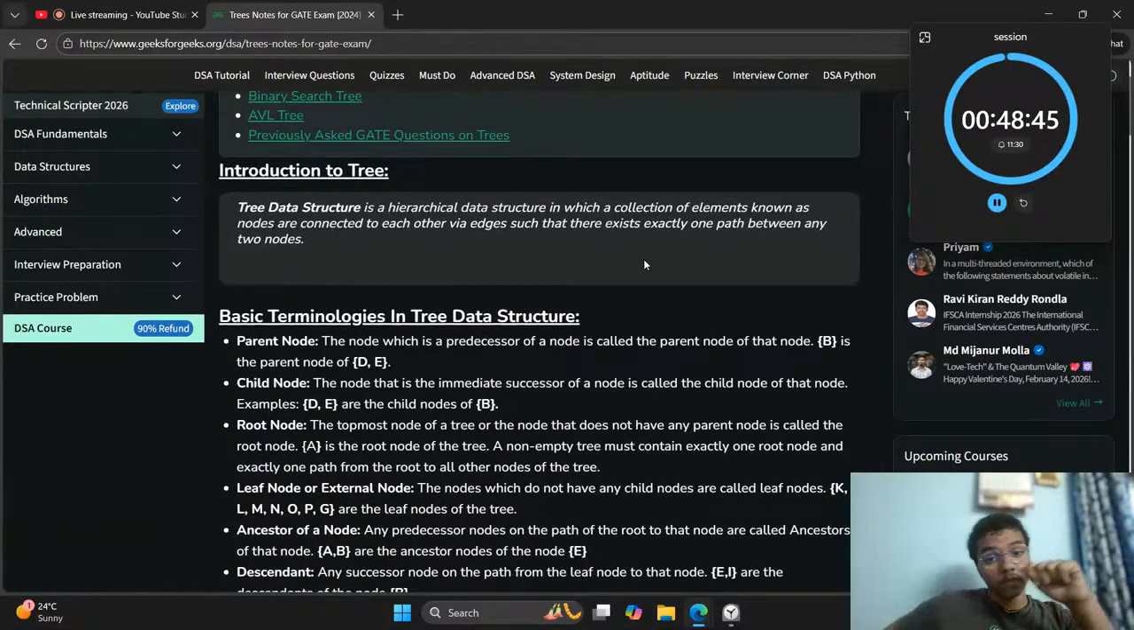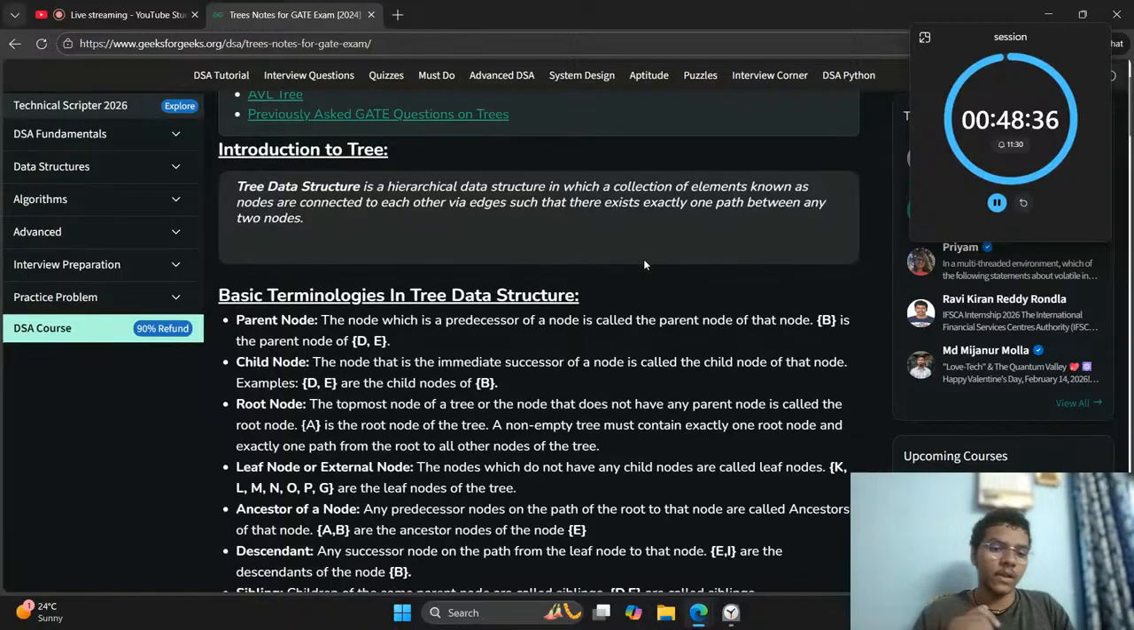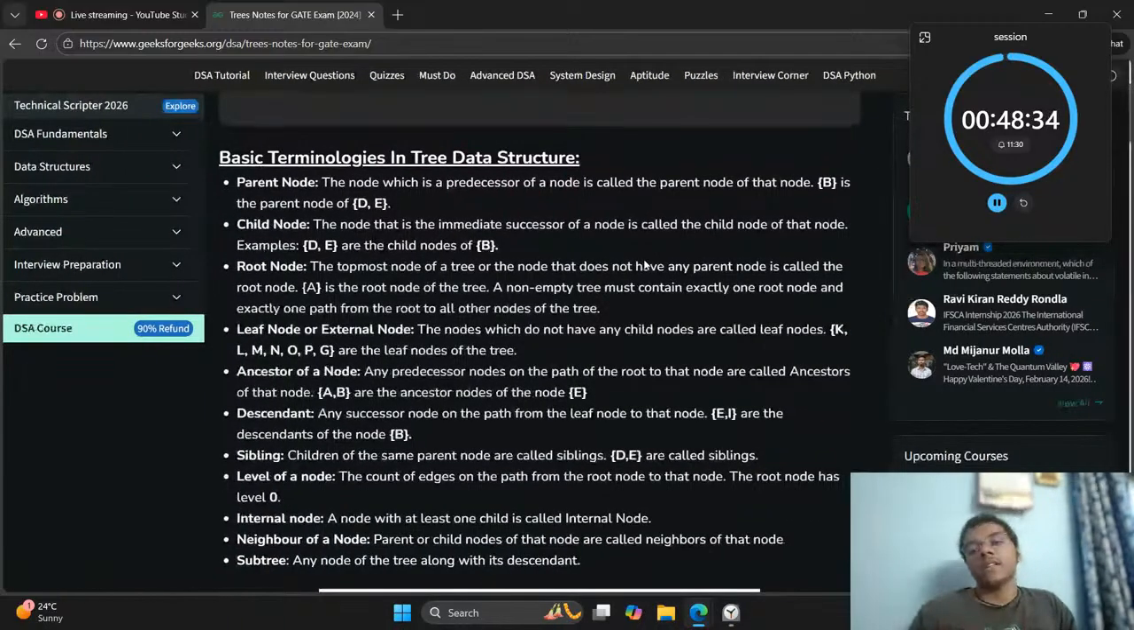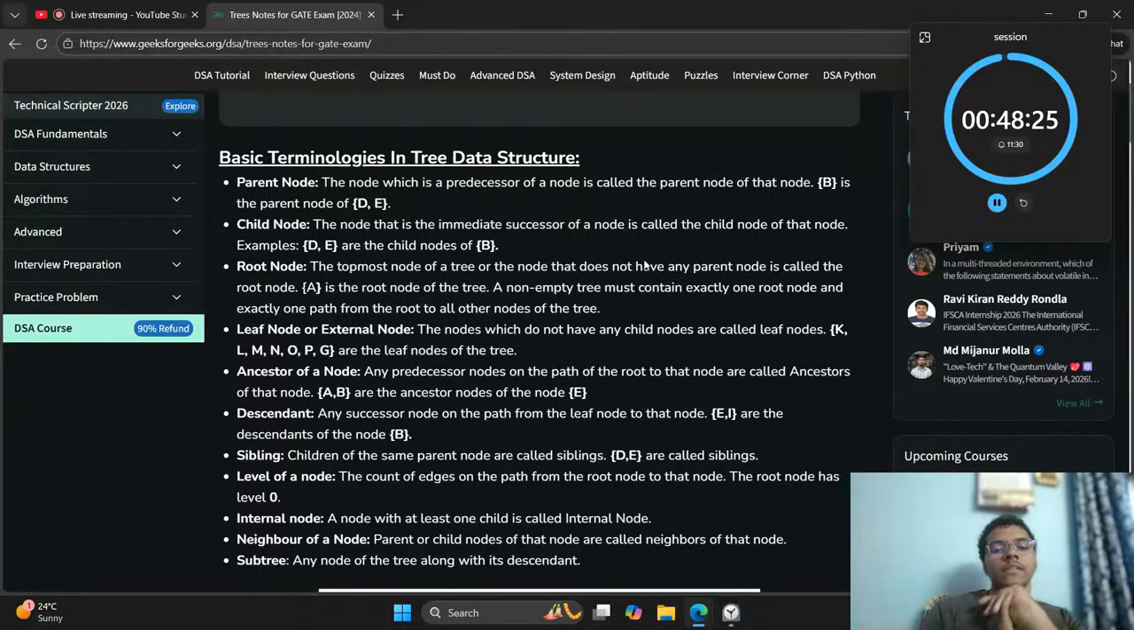Tree data structure is a hierarchical data structure in which a collection of elements known as nodes are connected to each other via edges such that there exists exactly one path between any two nodes. Basic terminologies in tree data structure. Parent node: the node which is a predecessor of a node is called the parent of the node. B is the parent node of D and E. Child node: the node that is an immediate successor of a node is called the child node of the node. Example, D and E are children of B.